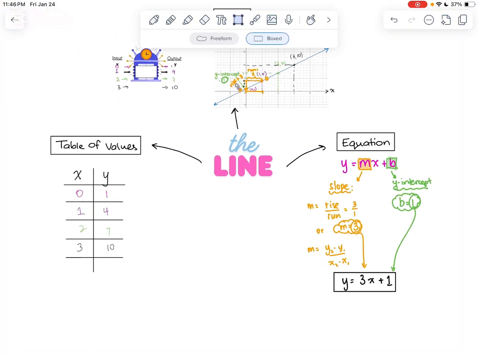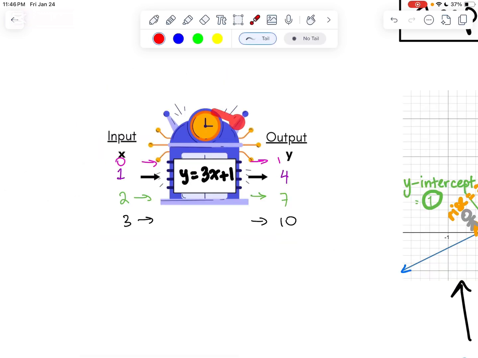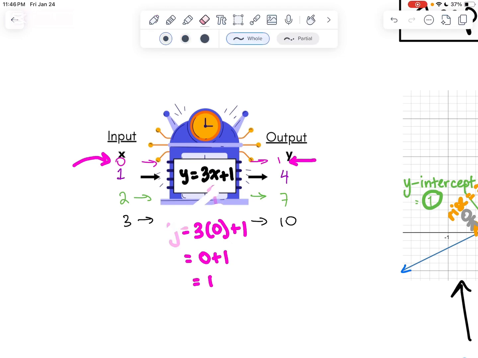Well, how does that relate to everything we've talked about? That kind of ties everything together. I'm going to take our equation and write it in here. Now that becomes the formula that our machine uses to compute what the outputs are. So let's take a look. For example, if I have an x value of 0, what the calculator in this machine does is replace the x with a 0, do BEDMAS, and it gives you your output of 1.